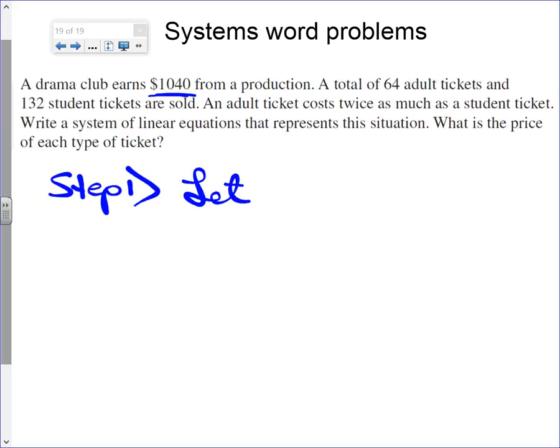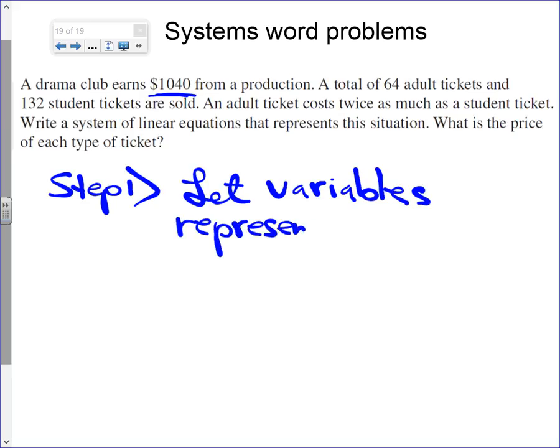Let variables represent unknowns. Let variables represent unknowns.